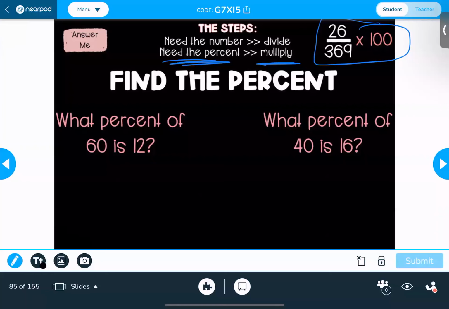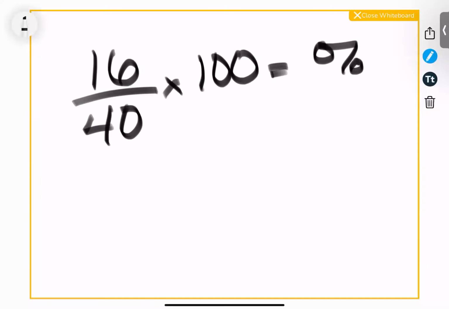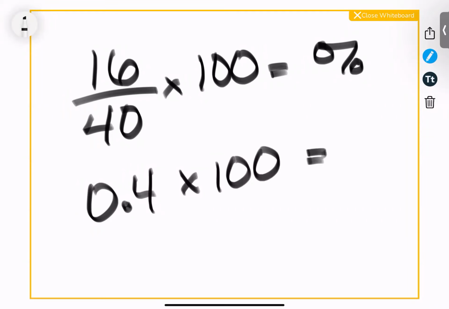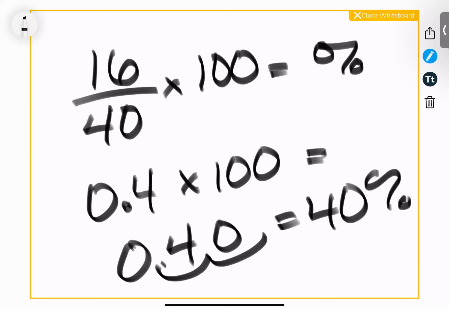Question number 2. What percent of 40 is 16? 16 is my answer. 40 is my number. I'm looking for the percent. 16 divided by 40 is 4/10. Times 100 means move the decimal twice to the right. So 4/10 becomes 40%. Any questions? Bring them with you to class.